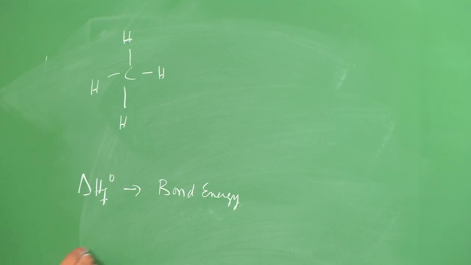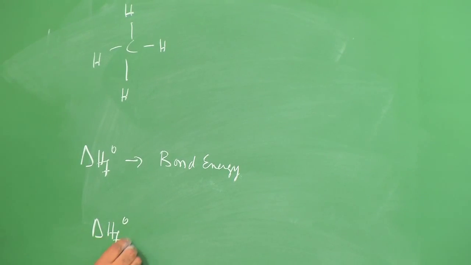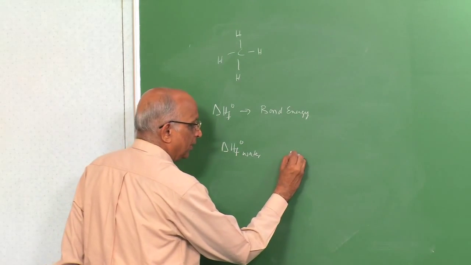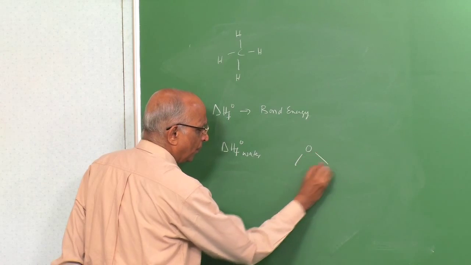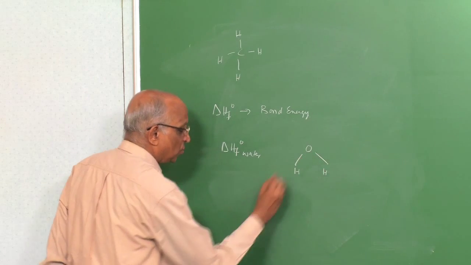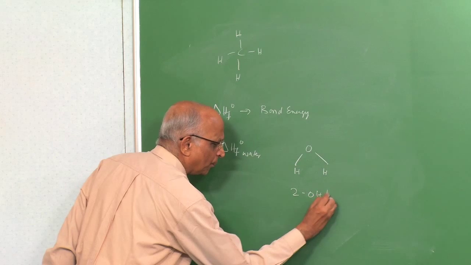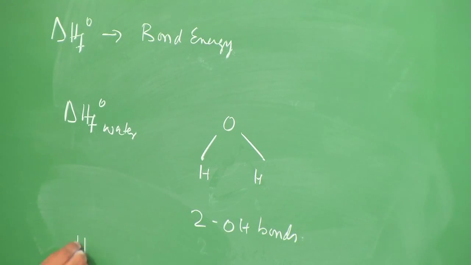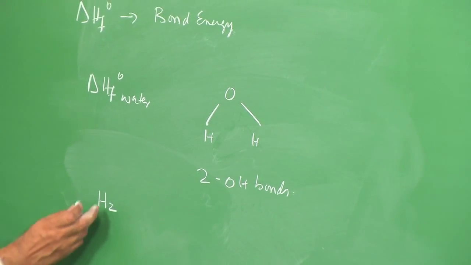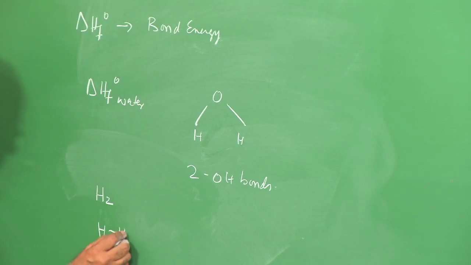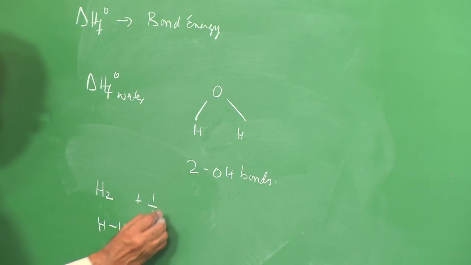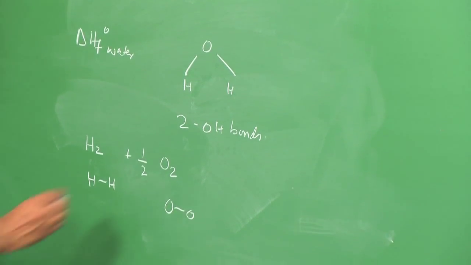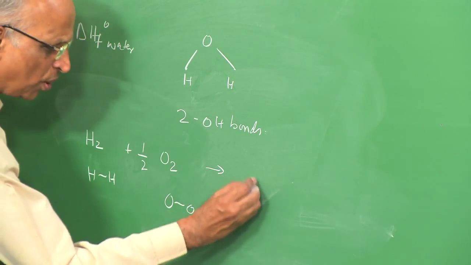Therefore, let us say I am interested in heat of formation of water. If I want to find the heat of formation of water, water is H2O, it consists of O, H and H, it consists of two OH bonds. And how is water formed? Well, I consider the hydrogen molecule which has an HH bond. I have half a mole of oxygen, 1 mole of oxygen has this particular bond, and what is it I form? I form two OH bonds over here as water.